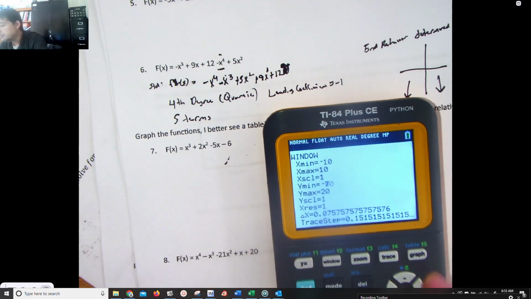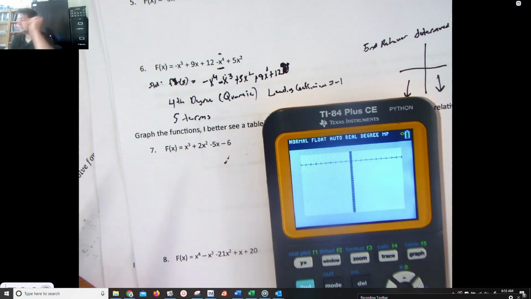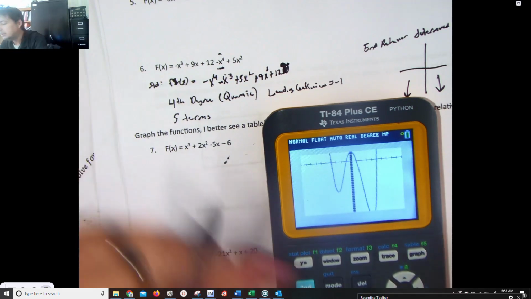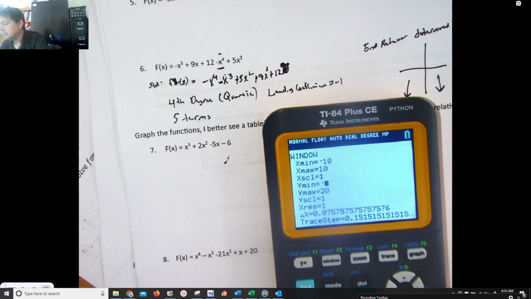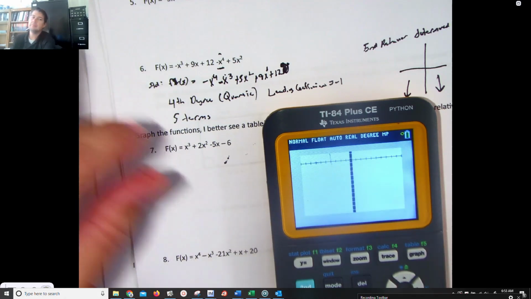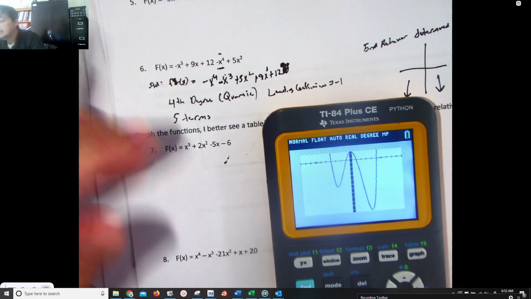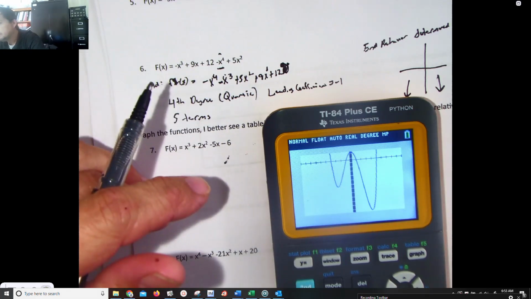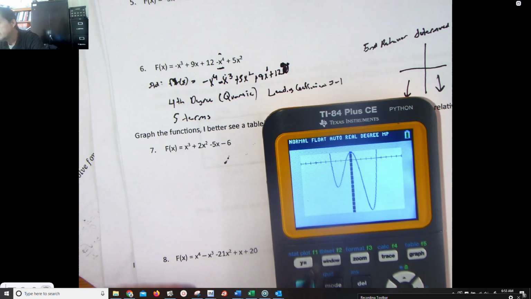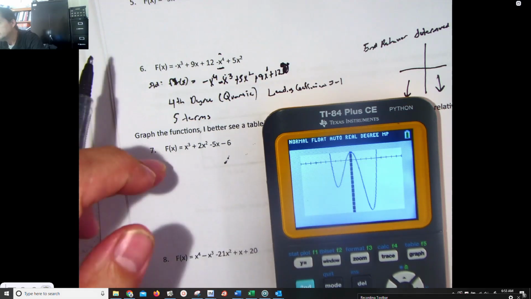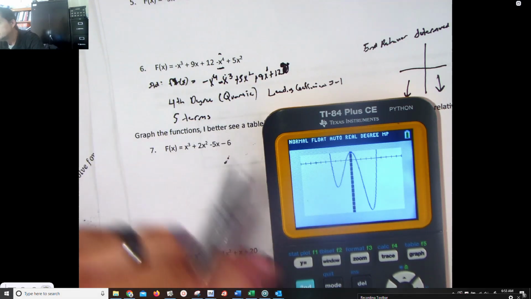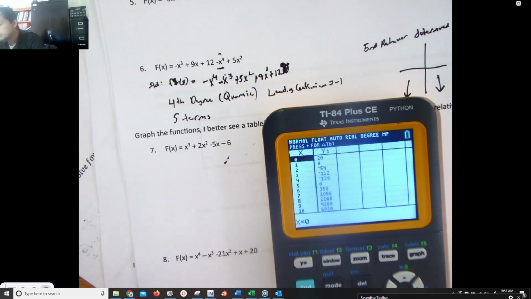You know what? I'm tired of messing with you. Negative 110. Negative 130. There we go. Now I got something. It says I better see a table, so I'm going to hit second table. There we go. I got some nice points here.